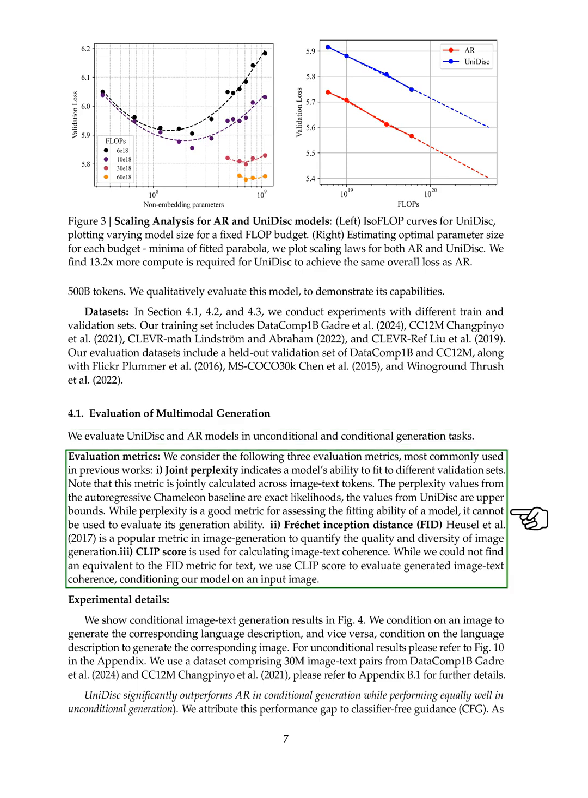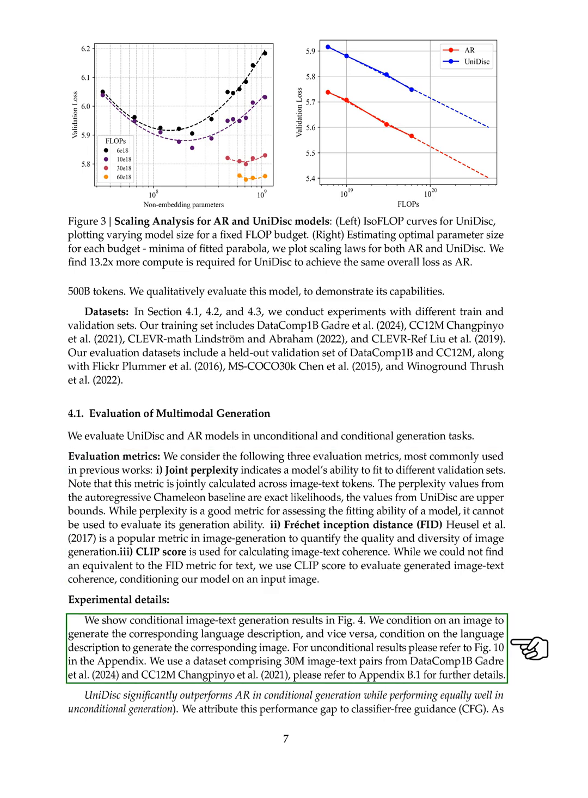We use three common evaluation metrics: joint perplexity, which measures how well a model fits different validation sets; Frechet inception distance, FID, which assesses the quality and diversity of image generation; and CLIP score, which evaluates image-text coherence. While we lack a direct equivalent to FID for text, we use CLIP score to measure coherence by conditioning our model on an input image. We present results for conditional image-text generation, where we condition on an image to generate a language description and vice versa. For unconditional results, we refer to the appendix.